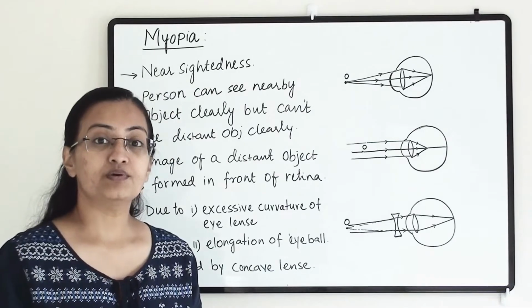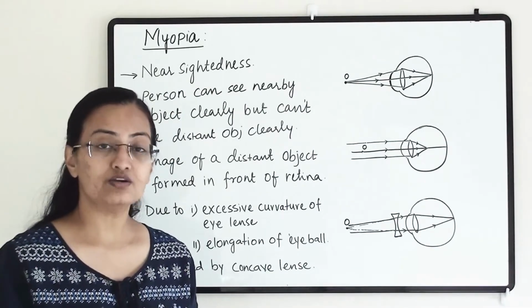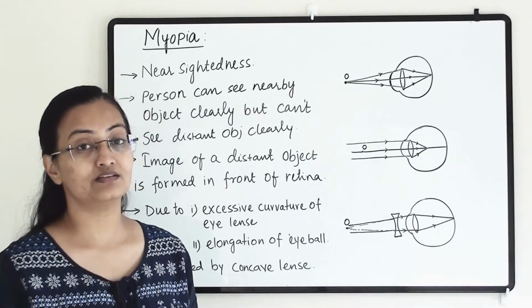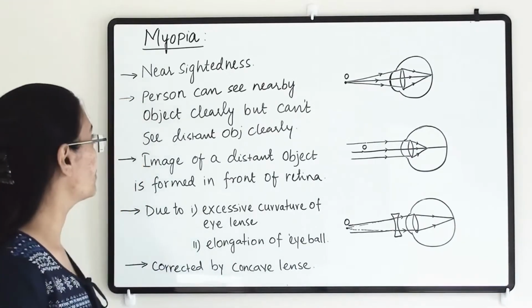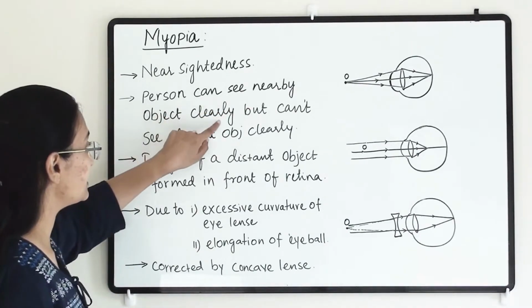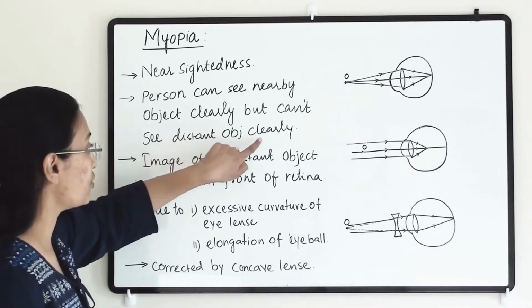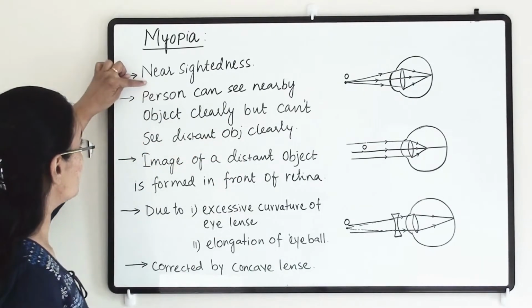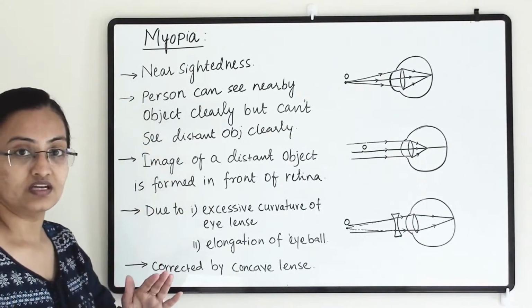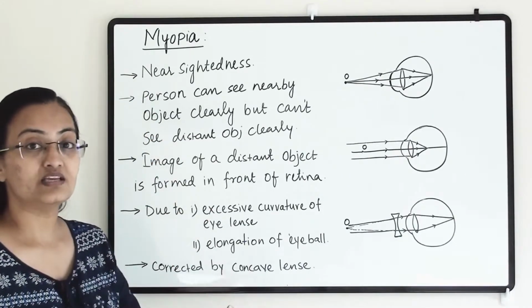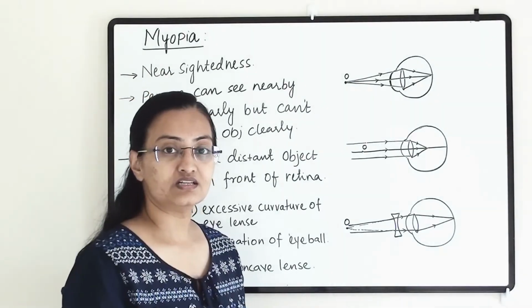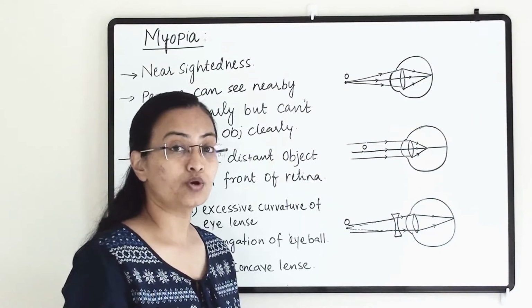In this defect, a person will be able to see the nearby things clearly, but will have a problem seeing the distant object. So that is known as nearsightedness. So a person can see a nearby object clearly but can't see a distant object clearly. Person can see nearby things clearly, so it is known as nearsightedness. Let us understand what will happen in this defect.